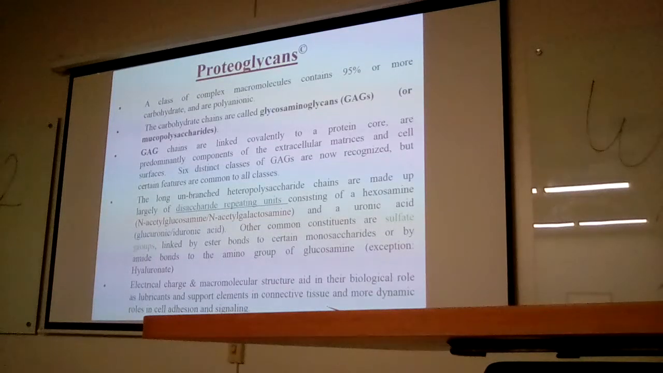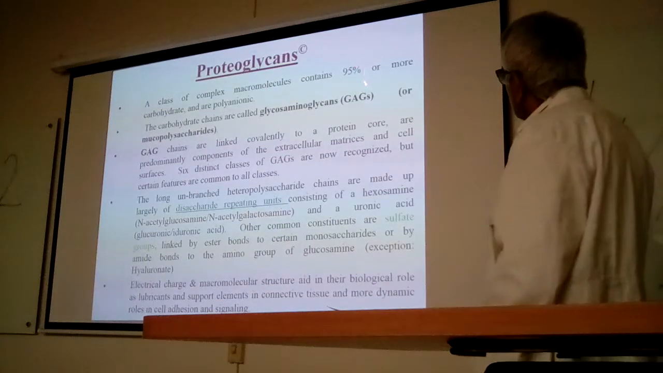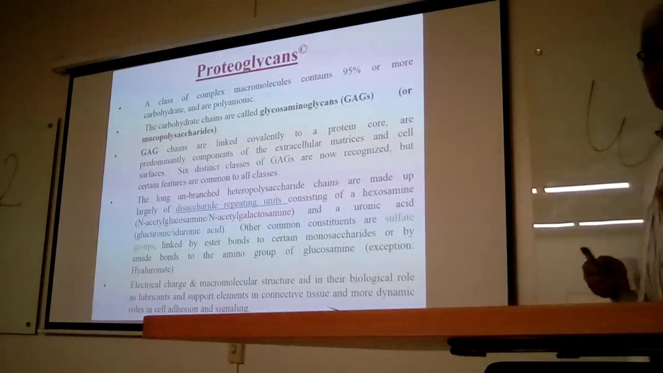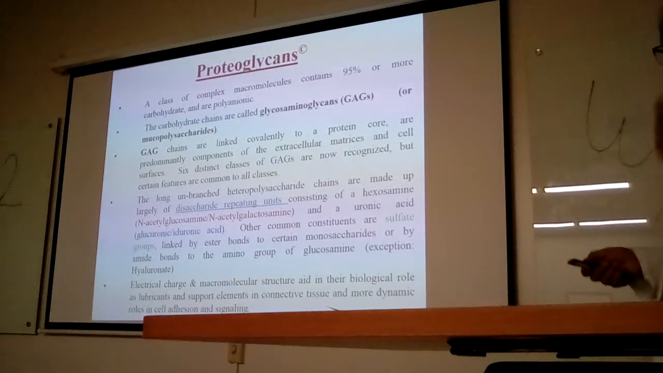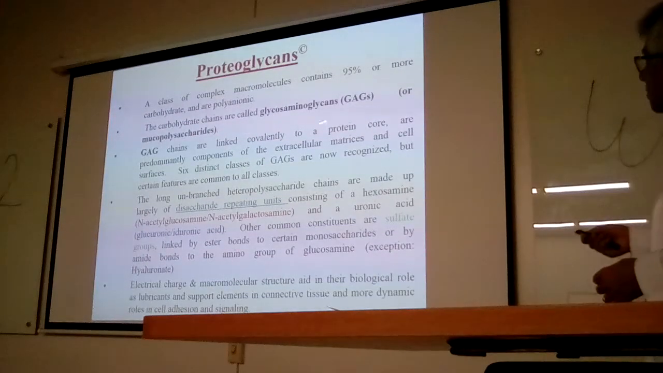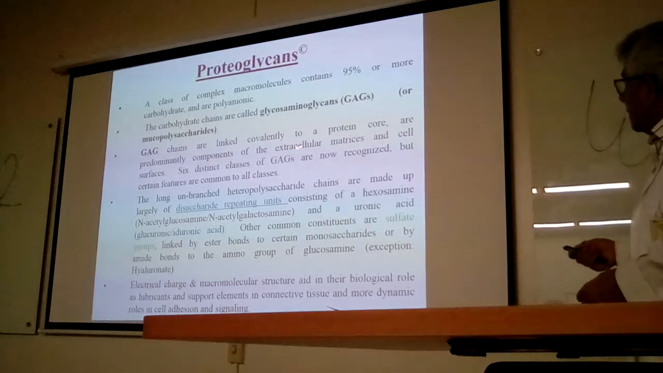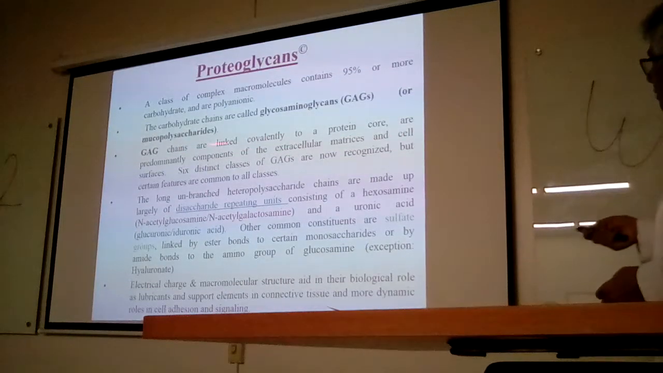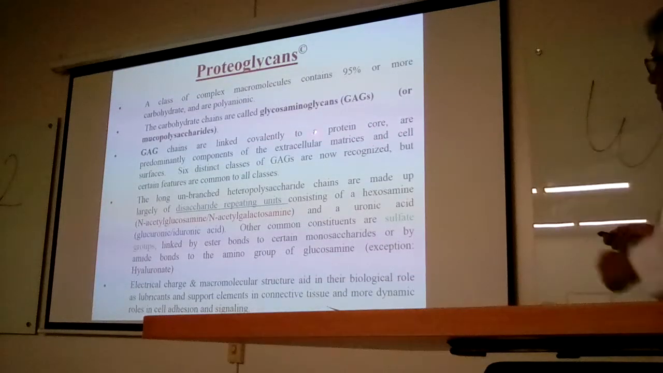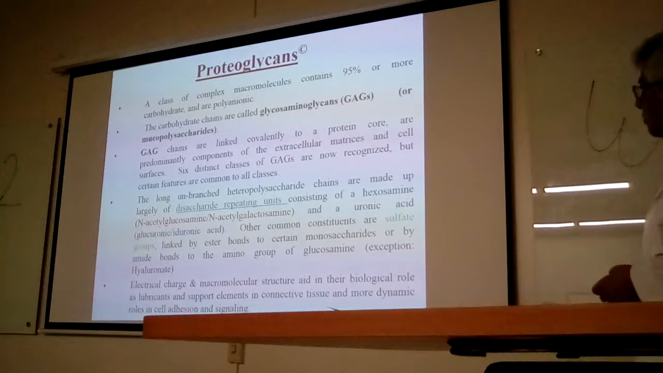So the proteoglycans are a class of complex macromolecules, which are 95% carbohydrate and polyanion. Okay, so it is a negatively charged molecule. The carbohydrate chains are called the glycosaminoglycans, also called glucopolysaccharides. They are linked covalently to a protein core, which is a very minimal percentage of the molecule. Then we call them the proteoglycans.